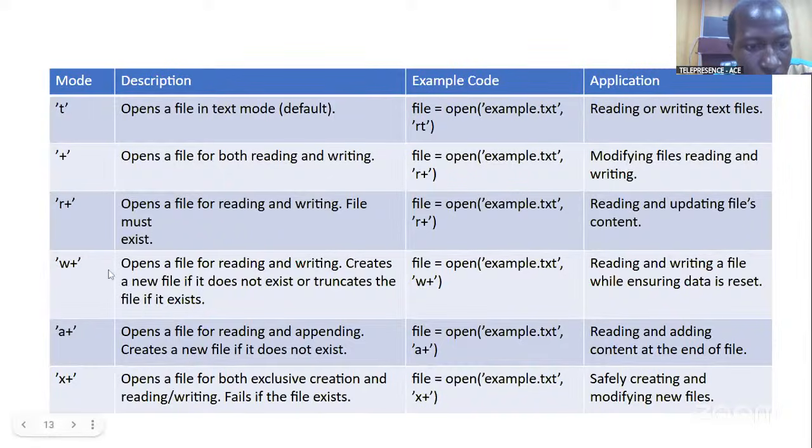So we continue. Now with A plus: open a file for reading and appending. It creates a new file if it does not exist. And then X plus: open a file for exclusive creation and reading or writing. It fails if the file already exists. So that is that. It's safely creating and modifying new files.